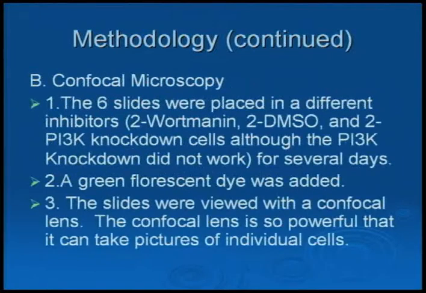My next experiment was confocal microscopy. In this, I used 6 slides that I talked about before that were placed in different inhibitors: 2 wortmannin, 2 DMSO, and 2 PI3K knockdown cells, although the PI3K knockdown cells did not work. And I kept this in for several days. I then added a green fluorescent dye, which made it easier to see the different cells. The slides were viewed with a confocal microscope. The confocal microscope is so powerful that it can take pictures of the individual cells so you could see phosphorylation in the different cells.